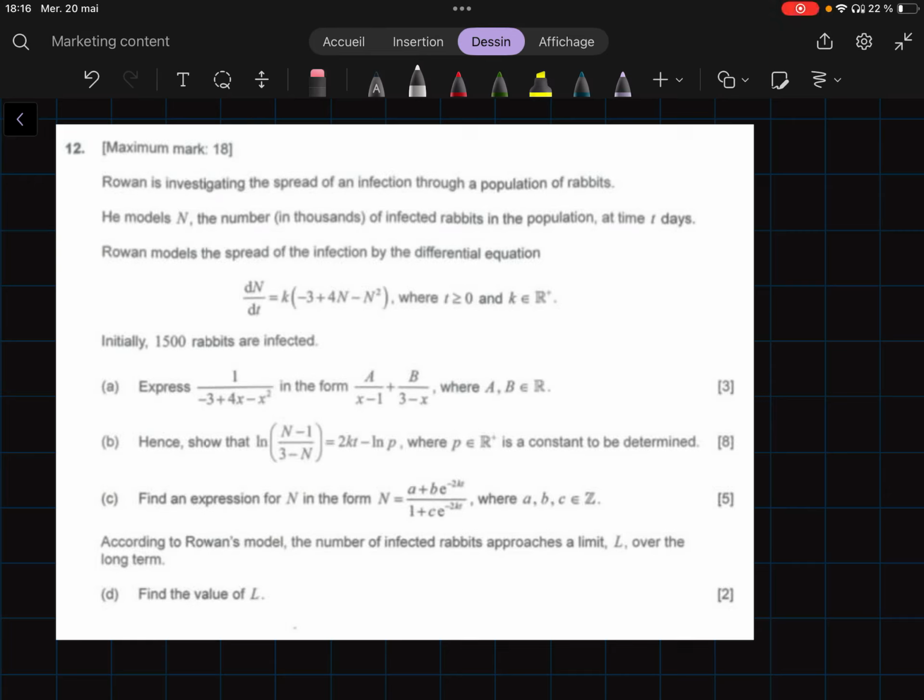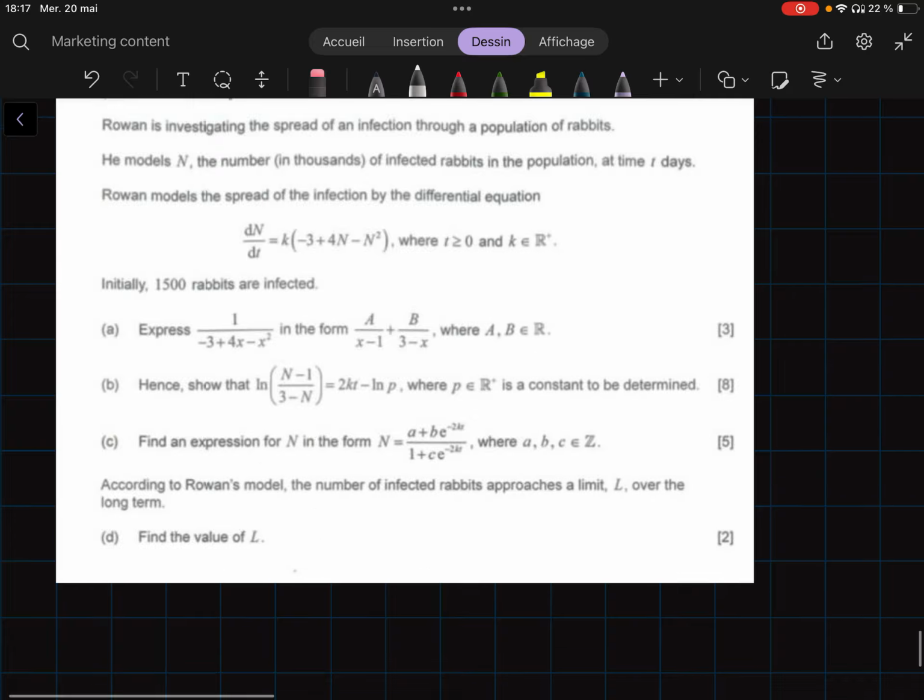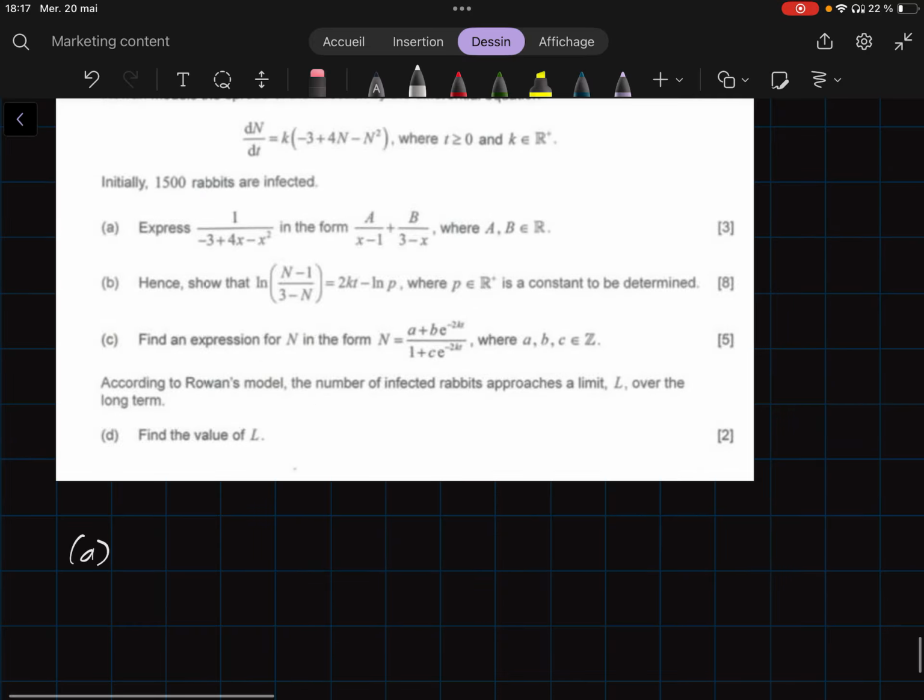Alrighty, people, we're finally here. The last question, the algebra contest. Let's get started with part A. You are asked to express this in partial fractions.